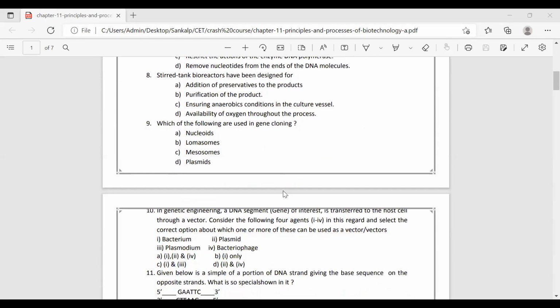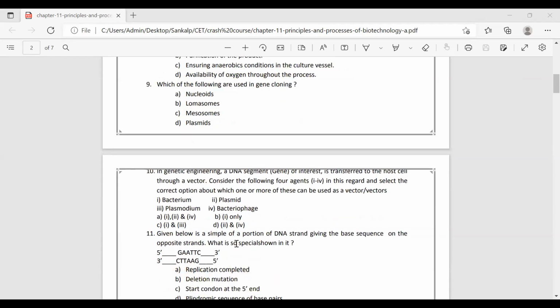Ninth question, which of the following are used in gene cloning? Option A, nucleoids. Option B, lomasomes. Option C, mesosomes. Option D, plasmids. Option D, ma'am. Very quick answer. Good. Option D, plasmids. Then 10th one.